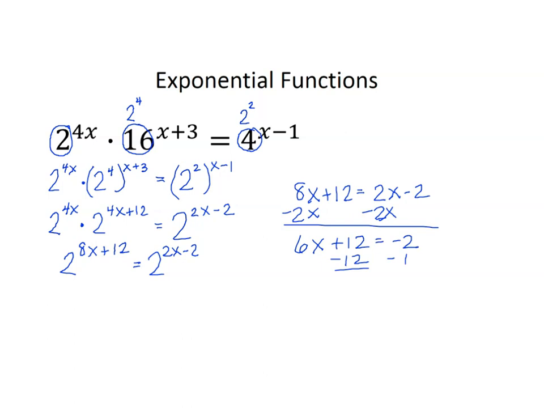Subtract 12 from both sides. 6x equals negative 14. Divide both sides by 6, and x equals, I can simplify it to be, negative 7 over 3. And as always, I could take this negative 7 over 3 and plug it back into each spot for x and make sure the left side equals the right side.